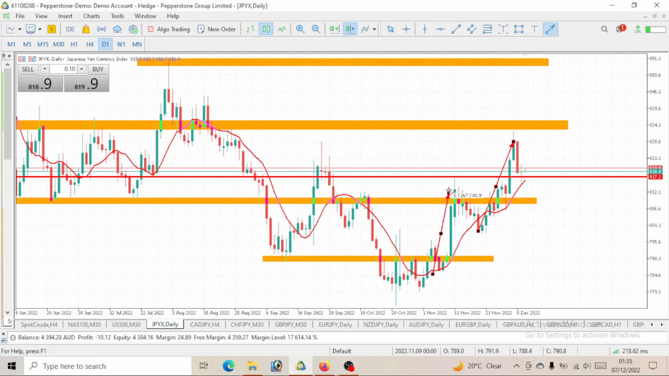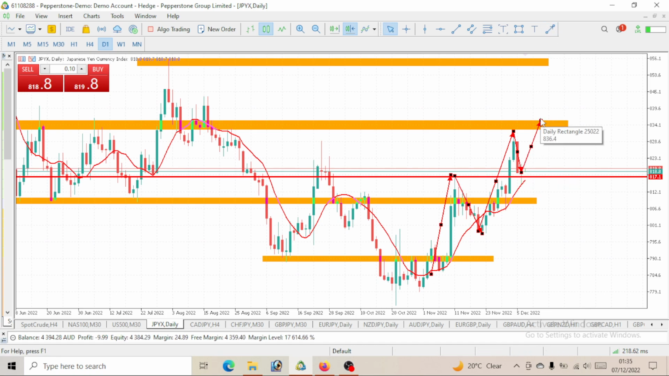So if we take this as an uptrend move and we consider this as a pullback, then we take this as a new high and we consider this as a pullback to this level. Of course, we expect it at this level. Then we will be expecting a new high on the JPY index.